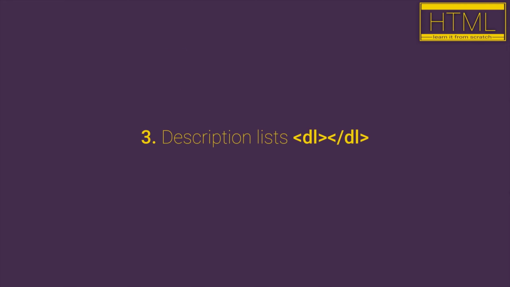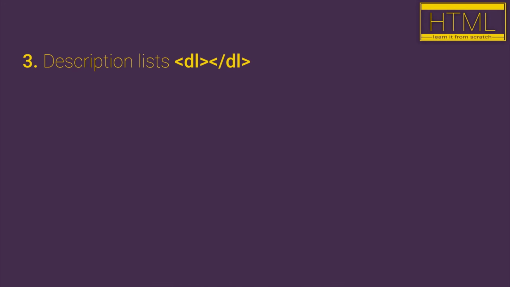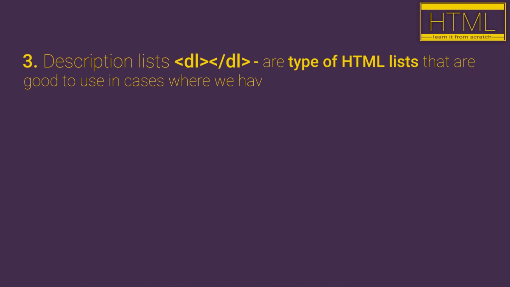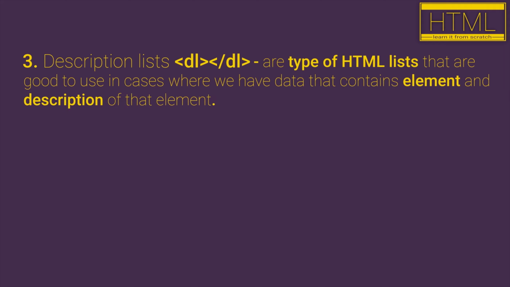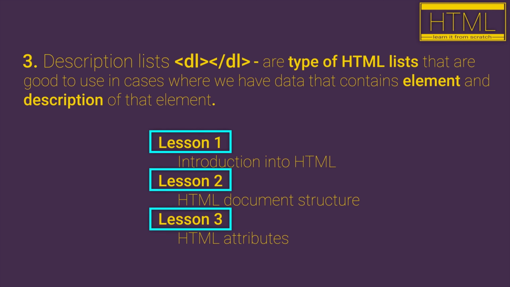What are description lists? Well, description lists are a type of HTML list that are good to use in cases where we have data that contains an element and a description of that element. For example, if we have a description of some course, we will have the name of a lesson and a description of that lesson.